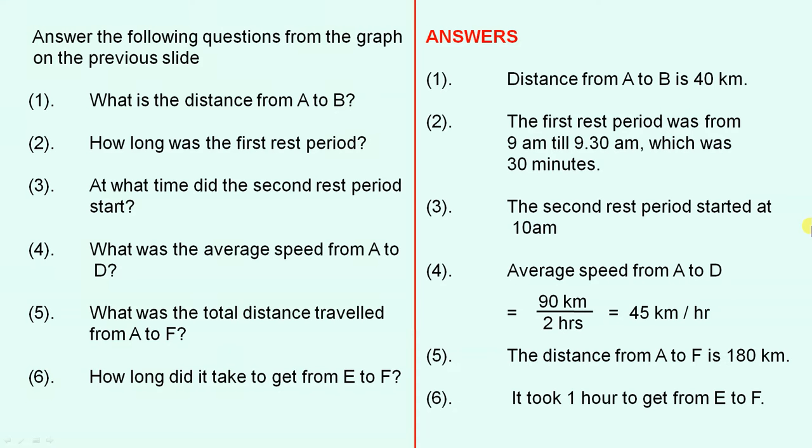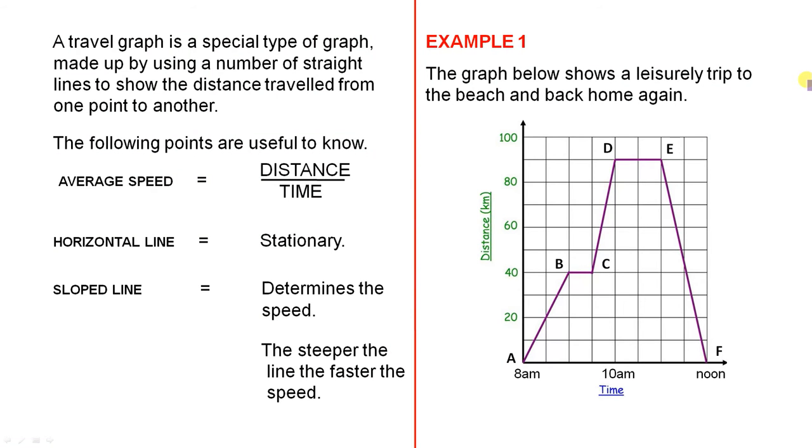The first one, answer the following questions from the graph on the previous slide. What is the distance from A to B? Now the answer is the distance from A to B is 40 kilometres. So let's quickly go back and have a look. From A to B, there's the distance, 40 kilometres. You don't take the slope as the distance, that just tells you the speed, because remember, the slope of the line has to do with the speed. So the first question, the distance from A to B is 40 kilometres.